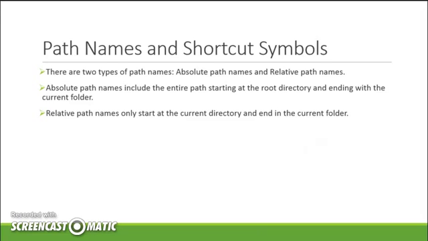And then relative path names only start at the current directory you're working in and then end with the current folder. So they're normally just one directory / the folder.